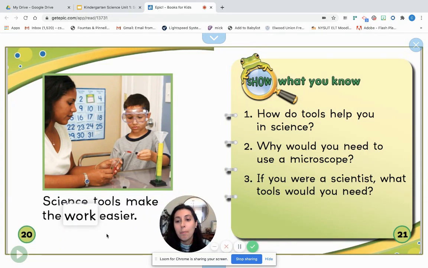Science tools make the work easier. Now show what you know. So how do tools help you in science? Can you think about that question?